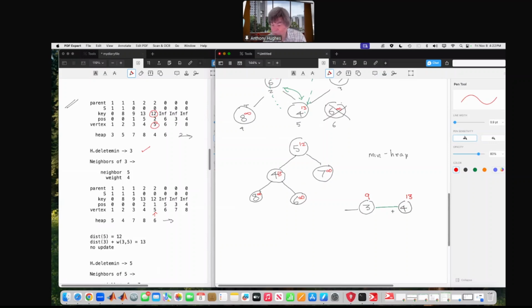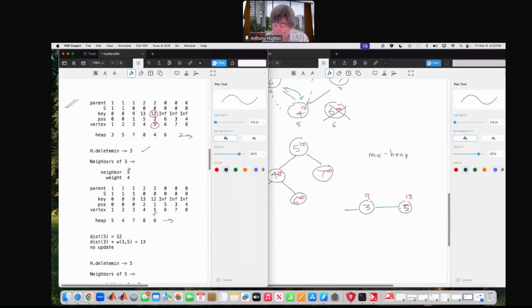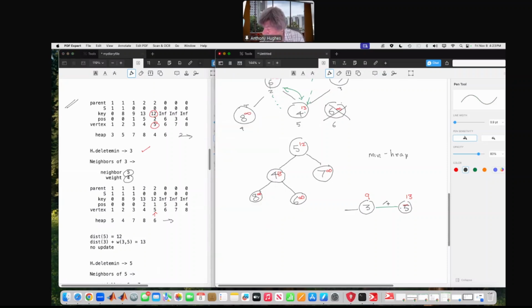Okay, well, node 3, 4 is right here. We've got neighbor is 5. Here we are, put it over here. The neighbor is 5. And the weight is 4. So the weight is that distance. Remember, the weight is STW. Okay, so that tells you it's 4.